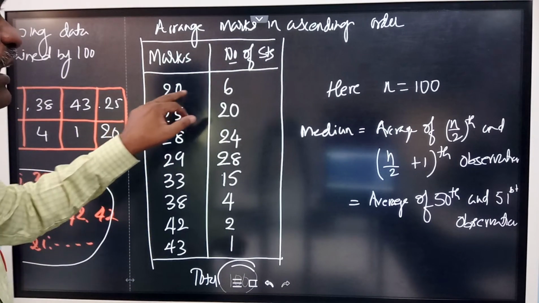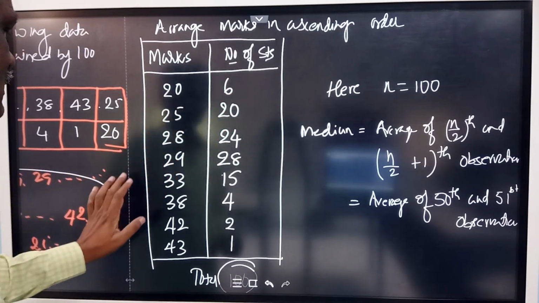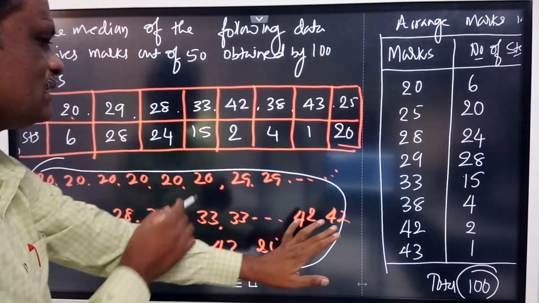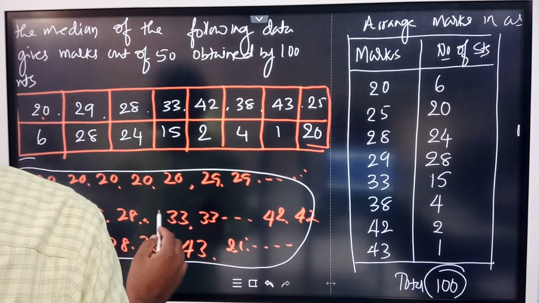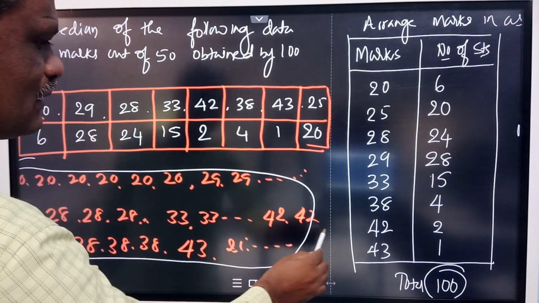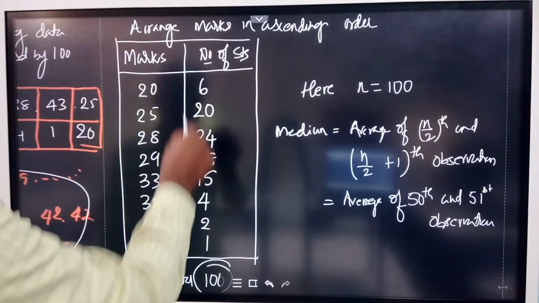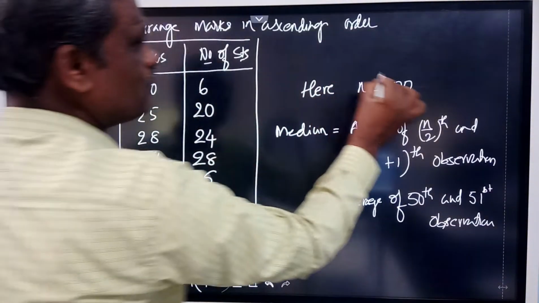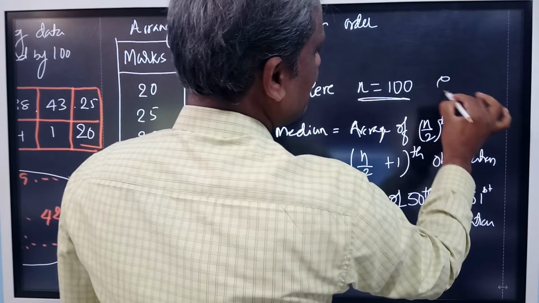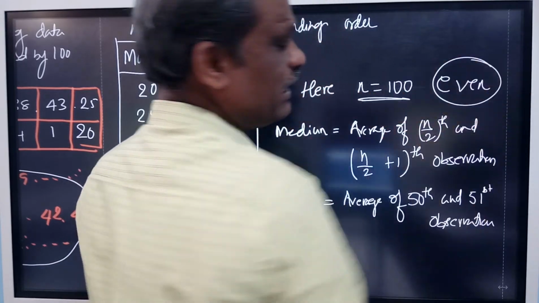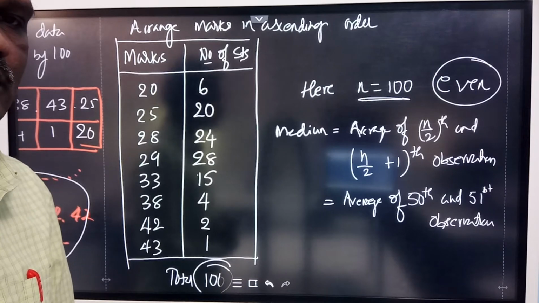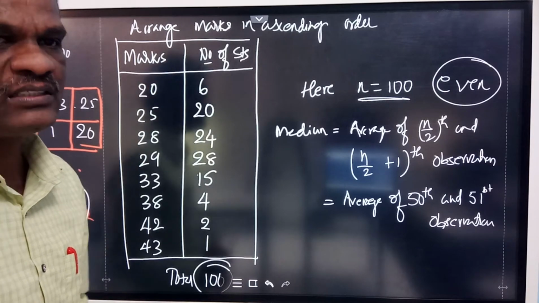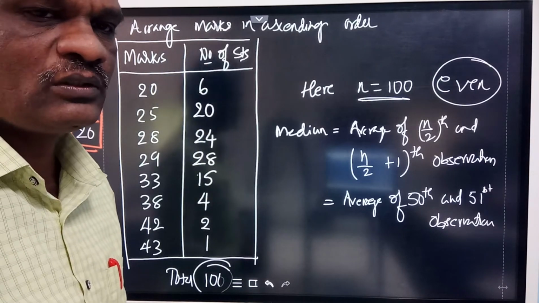You know that 20 appears 26 times? No, 6 times. 28 and 25, how many times does 25 appear? It appears 20 times. Okay. Now n here is even. N is 100, it is an even number. When it is even, what is the formula to find the median? When it is odd, you know, and when it is even, what do you have to do?